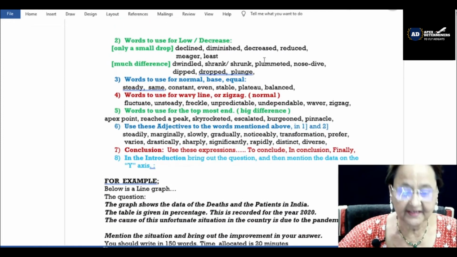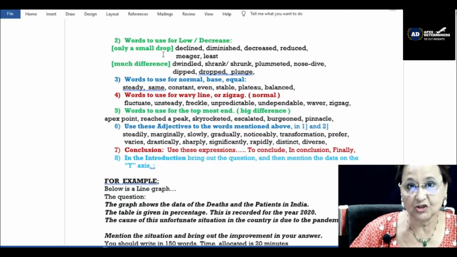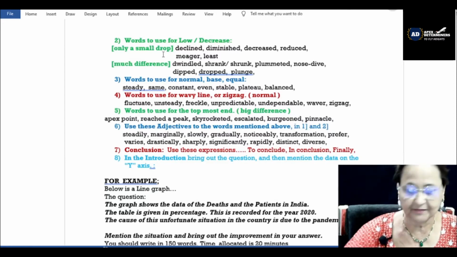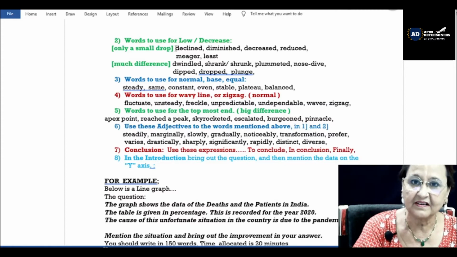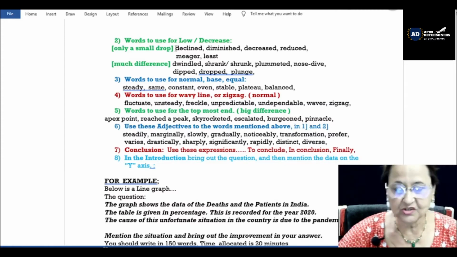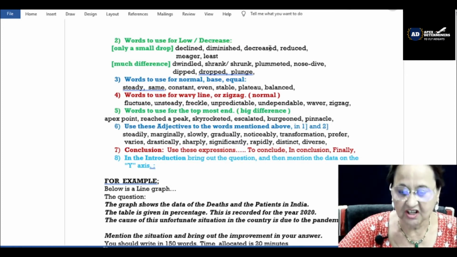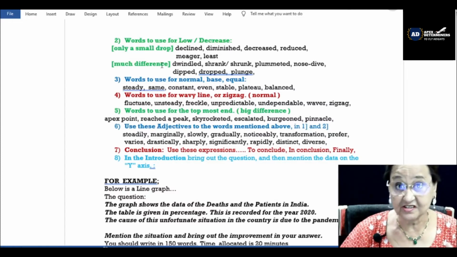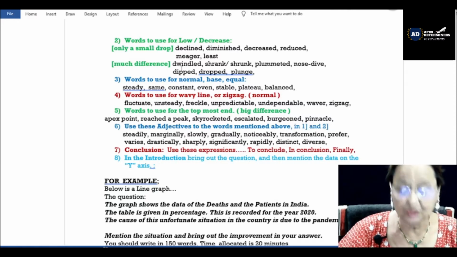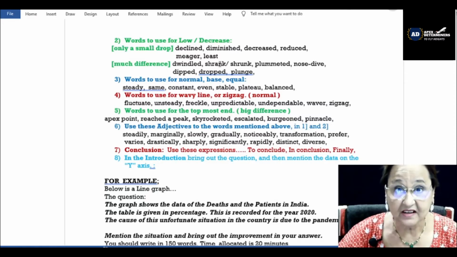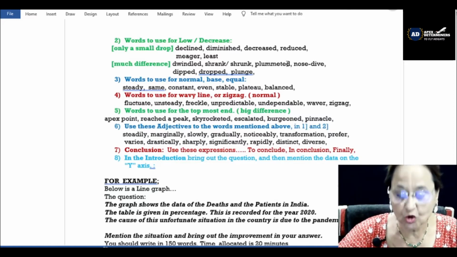Then you have number 2, words for lines or a total that is low or a decrease. For a very small drop, like something that started with again 100 and has dropped to 80, that is when you use these kind of words: decline, diminished, decreased, reduced, meager, least. And if there's much difference, like let me say from 100 and it has dropped down to, let's say 20, then that is a big variation. So for that, we need to use stronger words like dwindle, shrank or shrunk, plummeted, nosedive, dipped, dropped, or plunge.